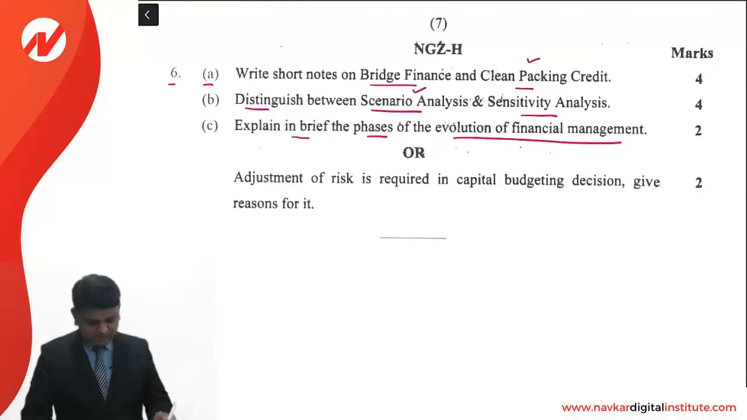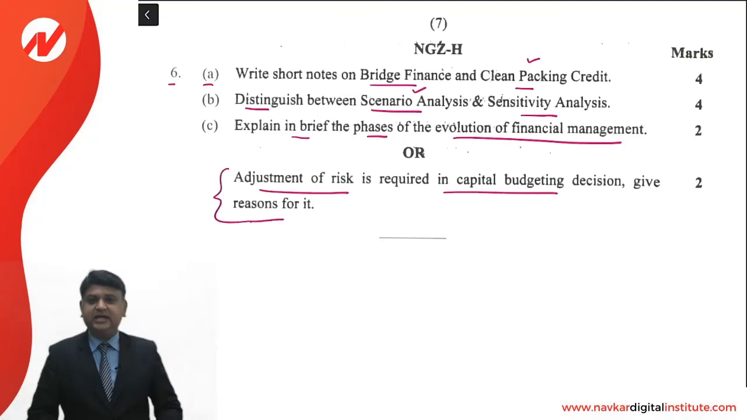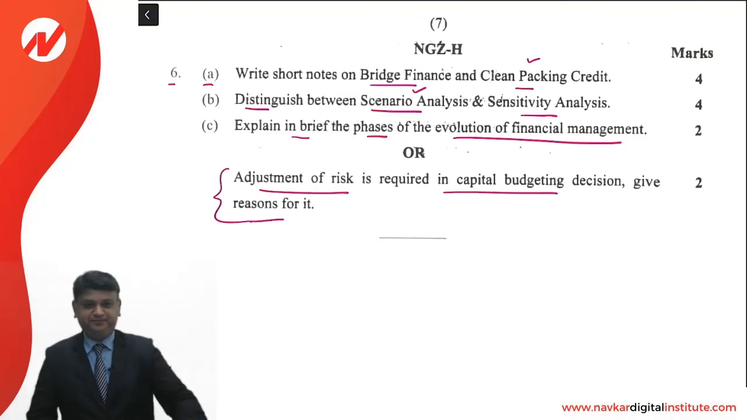Next question. Adjustment of the risk is required in capital budgeting decision. Give reason. So why do we adjust the risk in capital budgeting decision or investment decision is required to be answered.